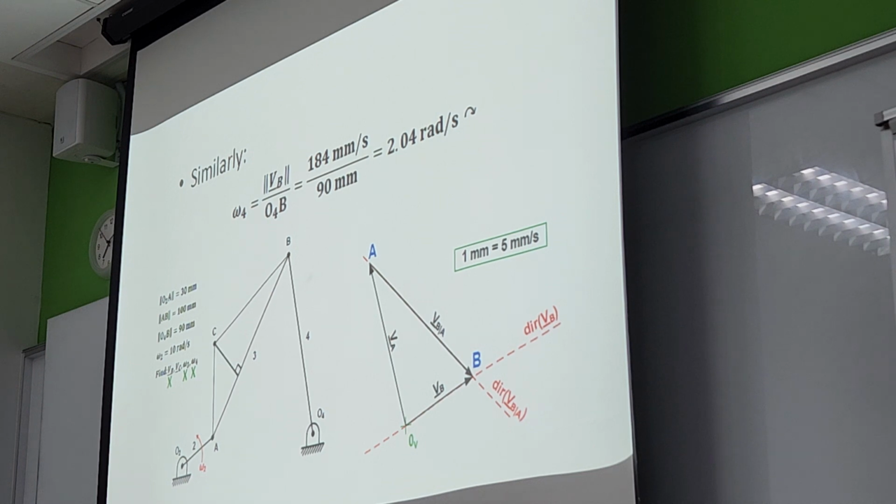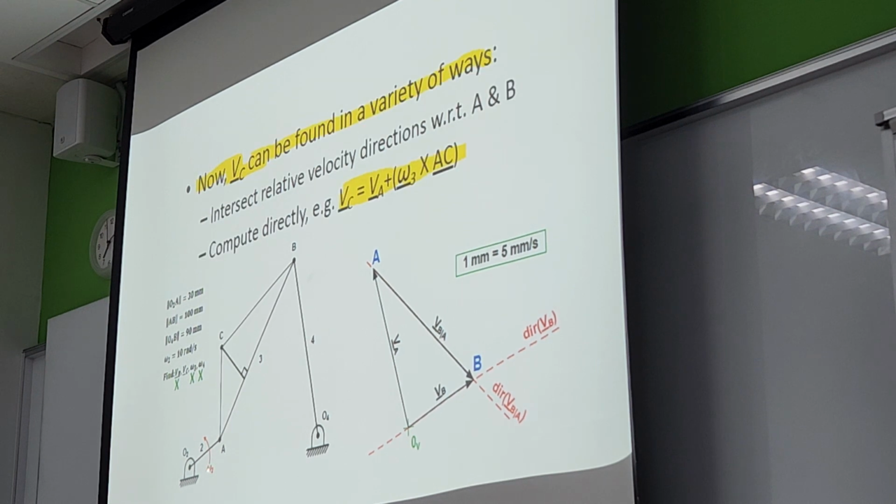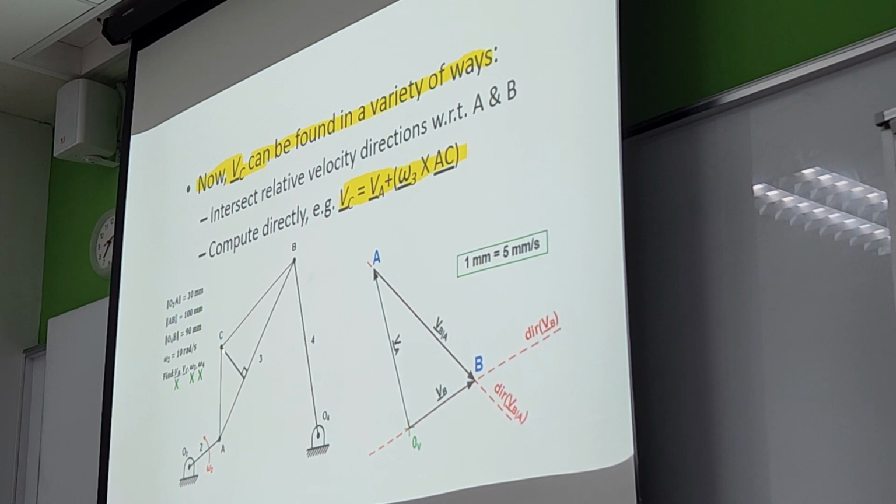Okay, so to know now the velocity of another point on a link, we can link A to C or you can link B to C. So in this case we are linking velocities of A and C. Earlier we linked A and B. So now we can link A and C.